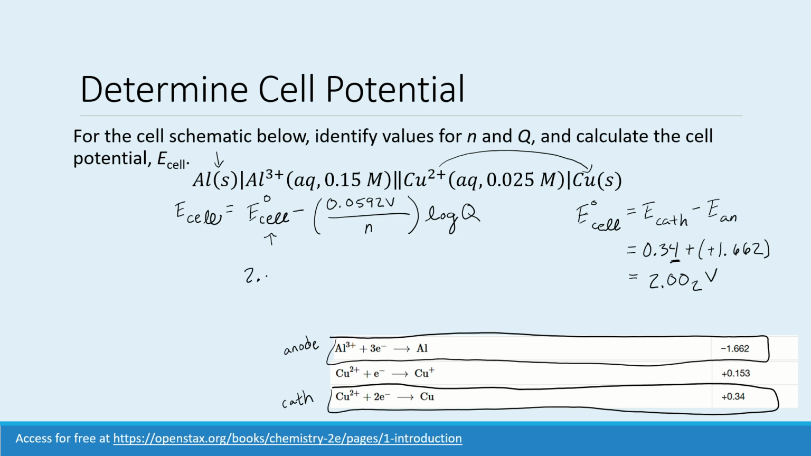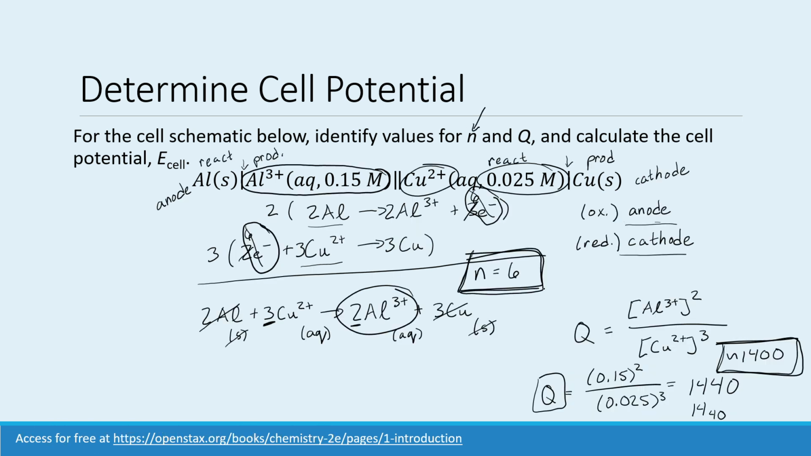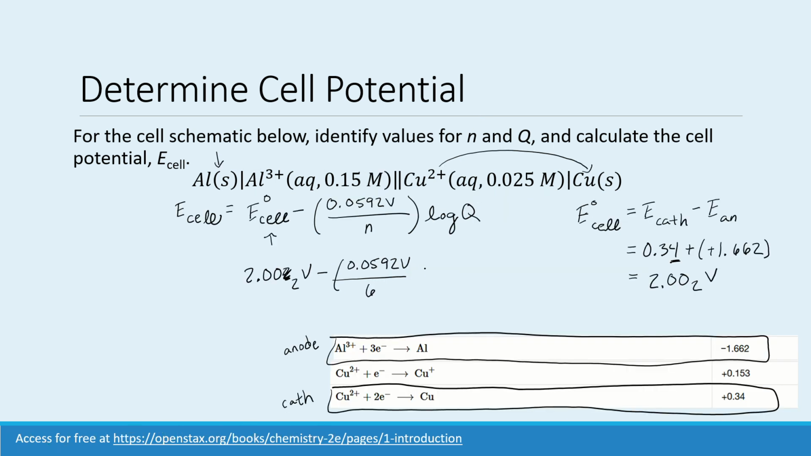Now we can plug everything into our equation. We know that the standard cell potential is 2.002 subscript volts minus the 0.0592 divided by our N value that we found earlier. And remember, N is equal to 6. So divided by 6, and then times the log of that Q value, and we will use the 1440.